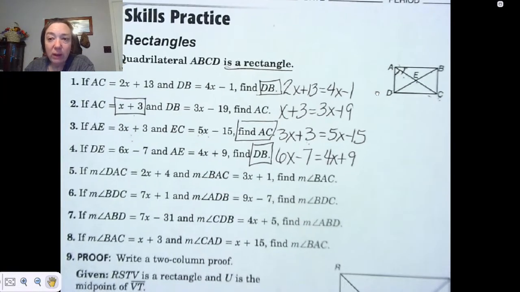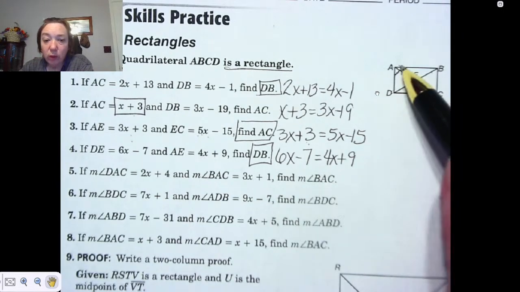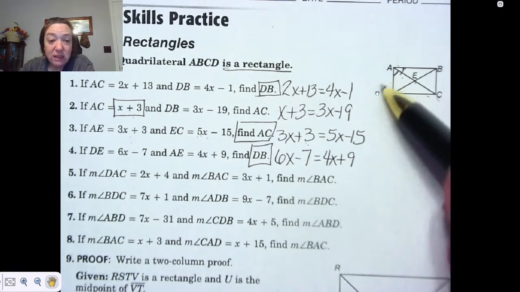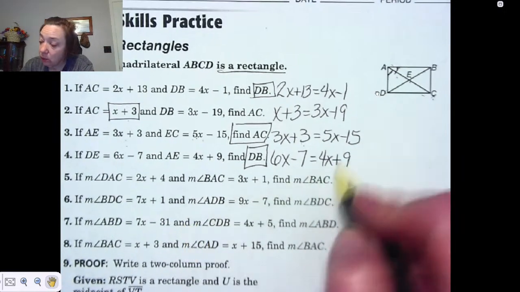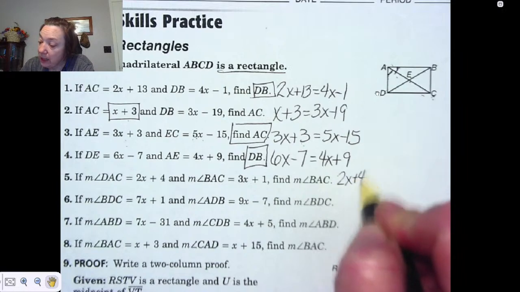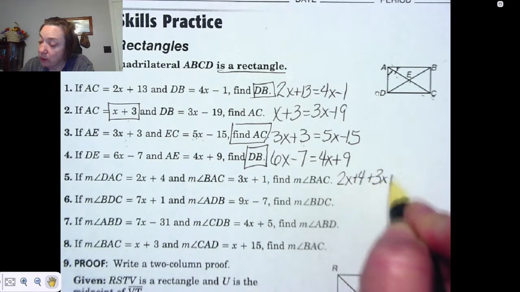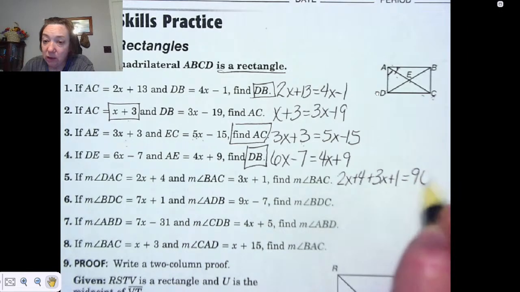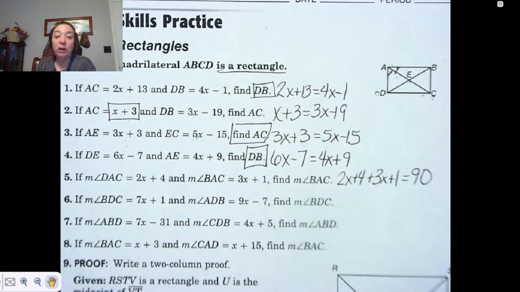Okay, so let's talk about these angles. What do we know about them? Well, we know that they add up to 90. So they gave us these values of 2x plus 4, 2x plus 4, and 3x plus 1, and we know that those add up to 90 degrees. So once again, we're going to set up that equation, we're going to solve that equation, and then we're going to use our value for x to find BAC. So remember, I'm not going over the algebra part of this. Y'all know that. I'm just going over the geometry part so that you know how to do the geometry.